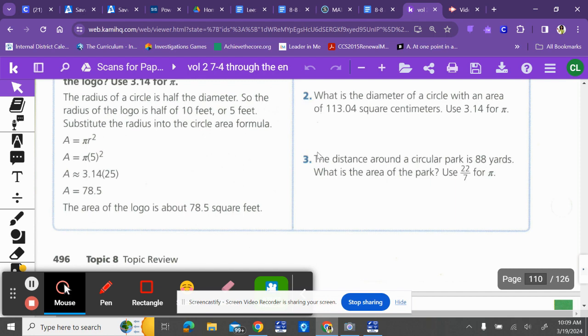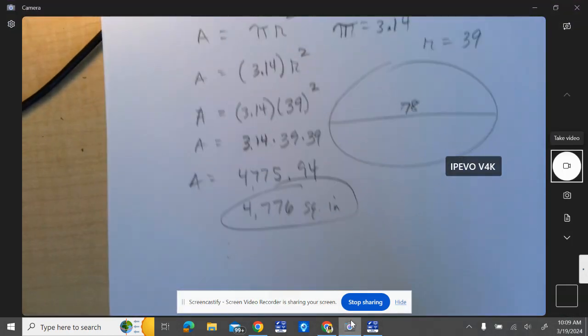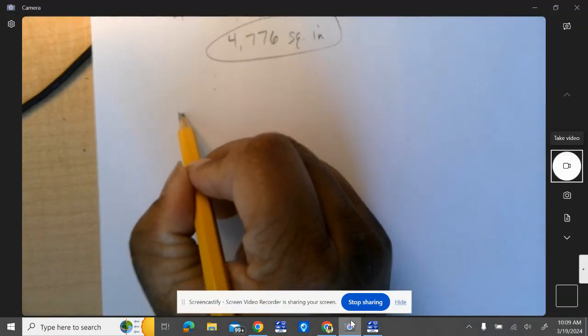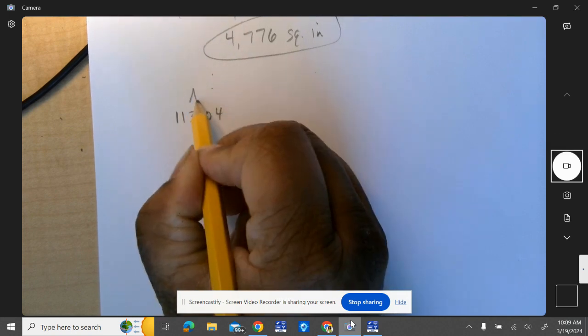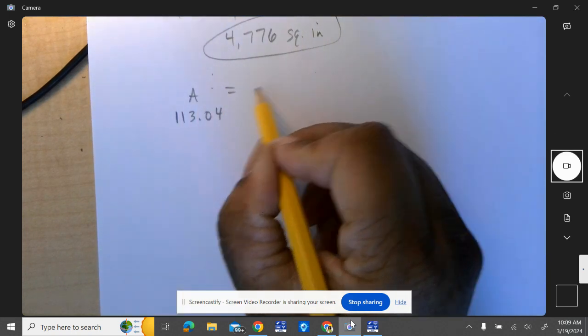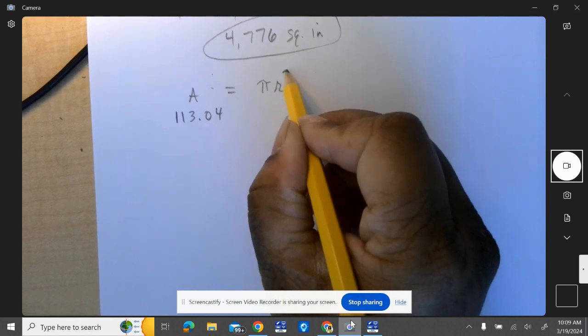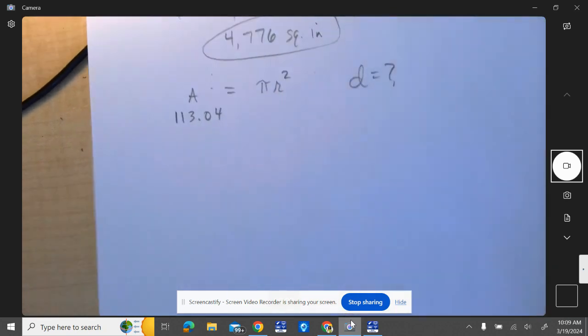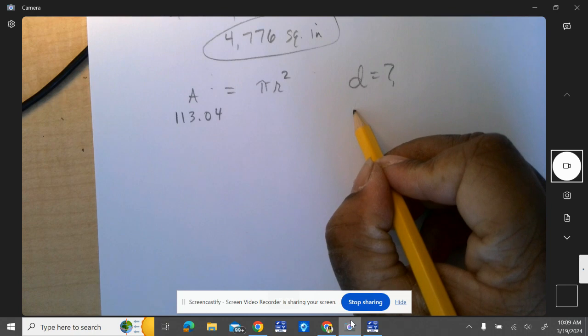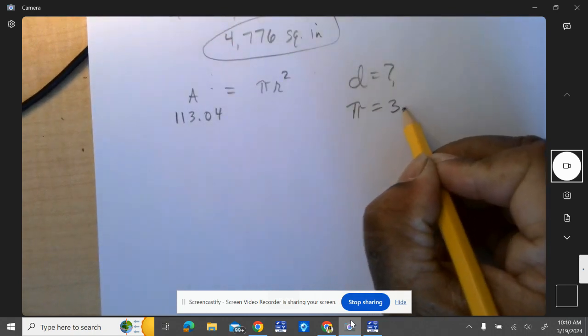All right, the next one says, what is the diameter of a circle with an area of 113.04 square centimeters? Use 3.14 for pi. 113.04 is the area. Again, the formula is pi r squared. They want to know the diameter. It says use 3.14 for pi.